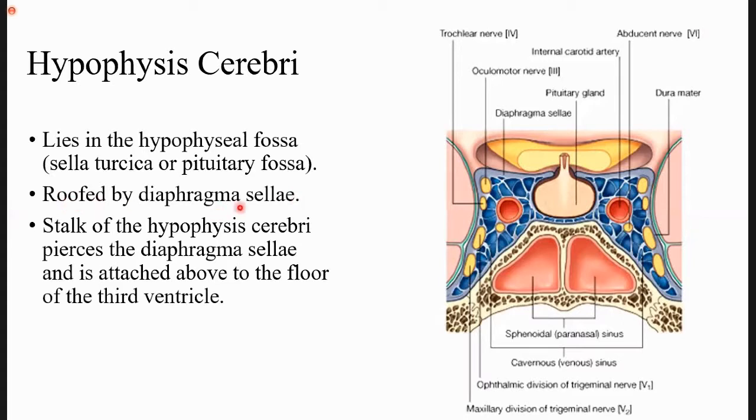Anyhow, it is roofed by the diaphragma sellae, which is a layer of the dura mater, and the stalk of the hypophysis cerebri pierces the diaphragma sellae. This is the stalk, or the connection of the pituitary gland with the hypothalamus, that is piercing this hole. There is a gap in the diaphragma sellae, which is pierced by the stalk, and then it is lodged into the hypophyseal fossa.